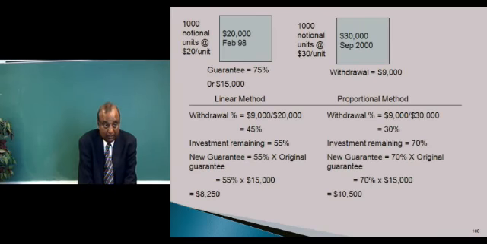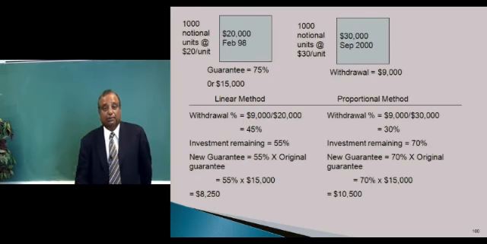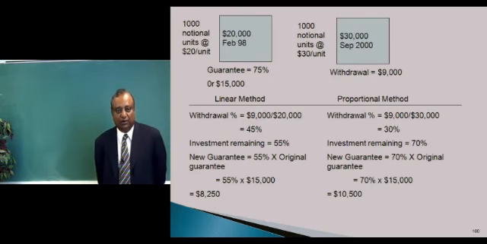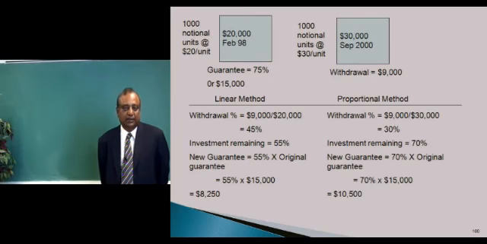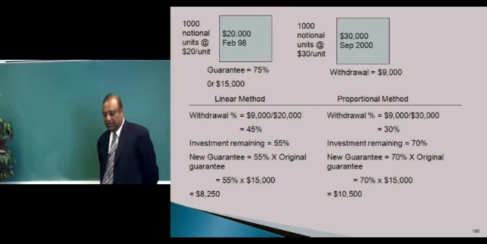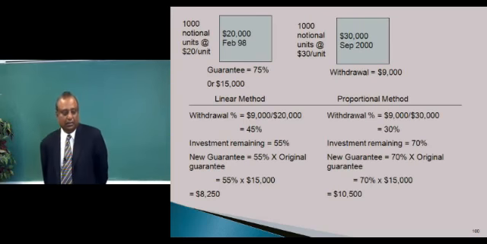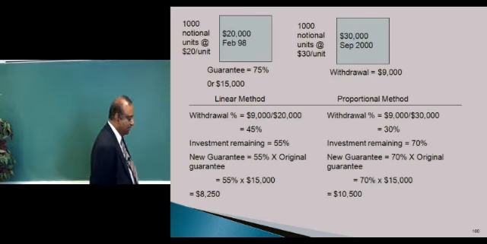In the proportional method, what they do is they divide the withdrawal by the fair market value on the date of withdrawal. So, in this case, the withdrawal percentage is going to be 9,000 on 30,000, that's 30%. So, investment remaining is going to be 70%. The new guarantee is therefore going to be 70% of the original guarantee, which is $10,500. The two methods will give you two different guarantee figures.